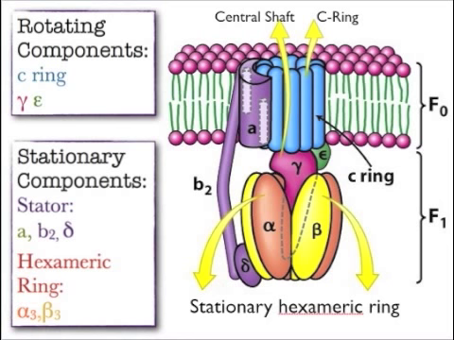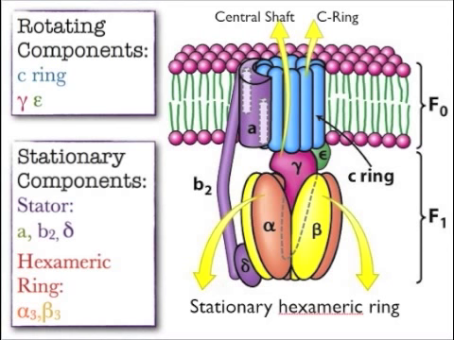And it is protons that are moving from the intermembrane space to the matrix that actually cause the C ring to rotate. The protons do not go down through the central channel as one would expect, but rather the protons are transported across the inner mitochondrial membrane by individual subunits of the C ring, and we'll see that in a minute. And so let's go over this really quickly.